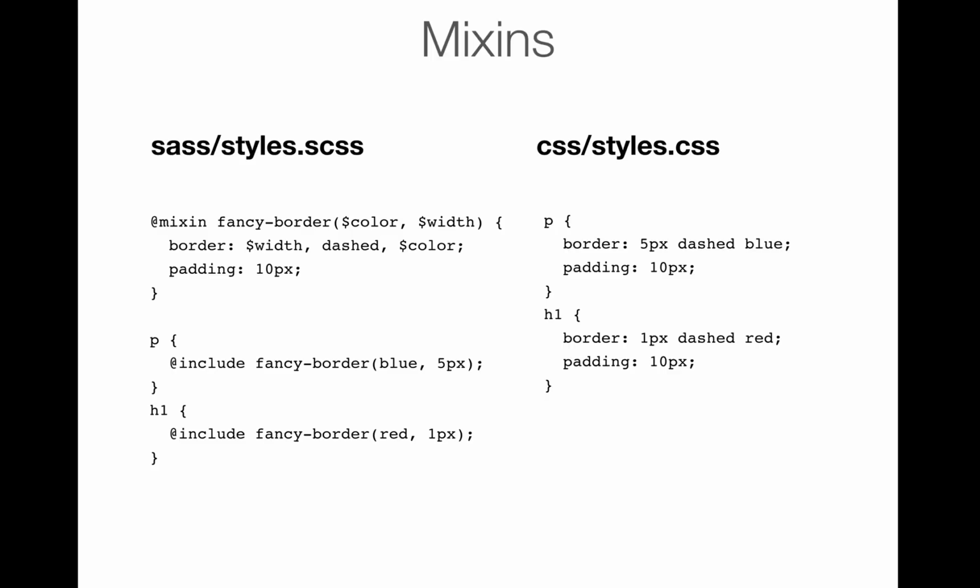So further down where you see the paragraph and the heading, where we're including the fancy border for these elements, instead of just calling fancy border, we're also defining the color, blue, and the width, 5 pixels. And then for the heading 1, it's slightly different. It's a red border that's just 1 pixel wide. And so you can see how this gets transformed into CSS, where you actually have the full CSS written out. So this is a way of making your CSS more efficient, but still including a lot of flexibility.